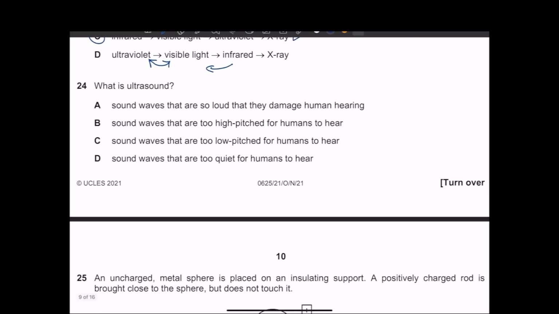24, what is ultrasound? It's a sound with a frequency higher than 20,000 hertz. Remember, the sound between 20 hertz and 20 kilohertz is what we could hear. This is called audible sound. Below that we have infrasound, and on that side, higher than 20 kilohertz, is what we call ultrasound. So let's see. In 24, they said sound waves that are so loud. Loud here is not the answer. Loud means strong, and the frequency does not affect the strength of the sound. The idea is sound waves that are too high-pitched for humans to hear. Yes, this is right, because it's non-audible and you cannot hear it because it's very high frequency or high-pitched.